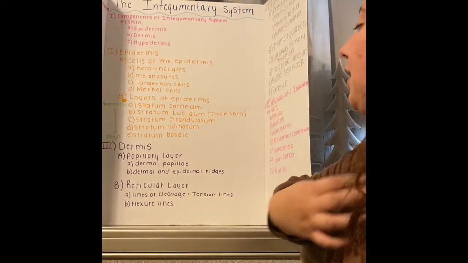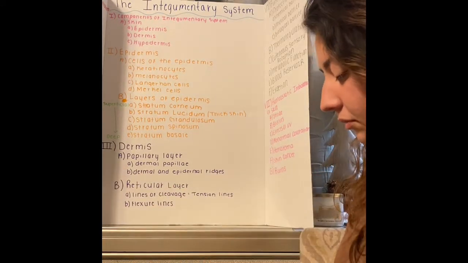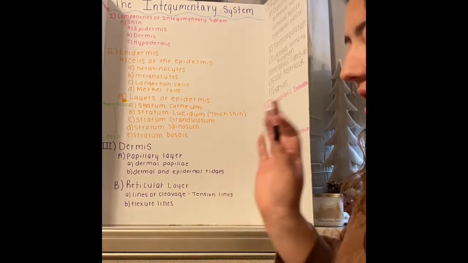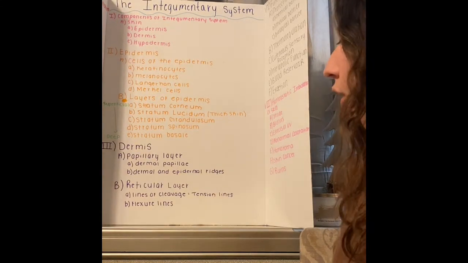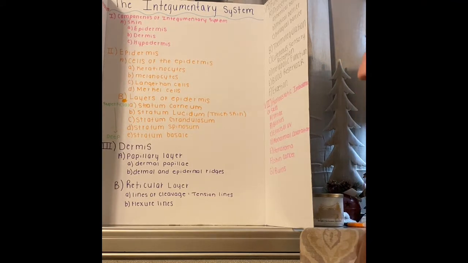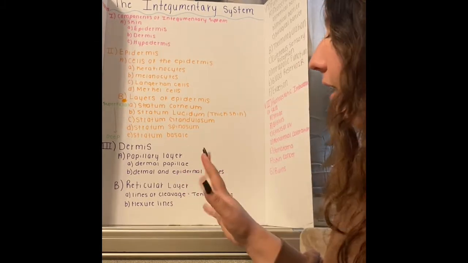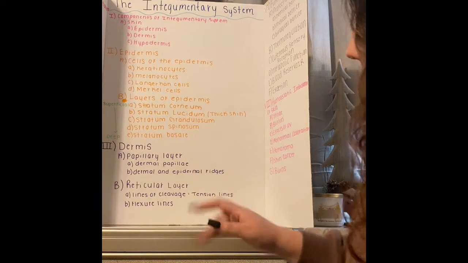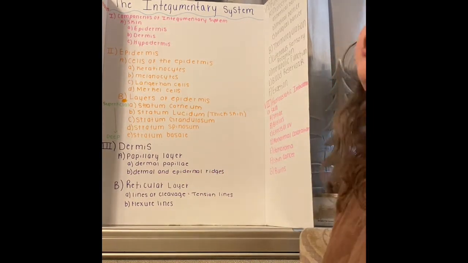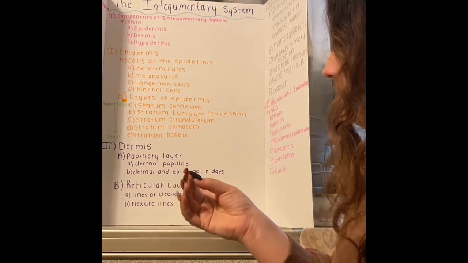The dermis actually has two layers, the papillary layer and the reticular layer. The papillary layer is a thin upper layer. It's areolar connective tissue, and that has dermal papillae and dermal and epidermal ridges. Dermal papillae are projections that house nerve endings, which provide more surface area for us. And dermal and epidermal ridges are actually your fingerprints. It helps you sense the touch of vibration.